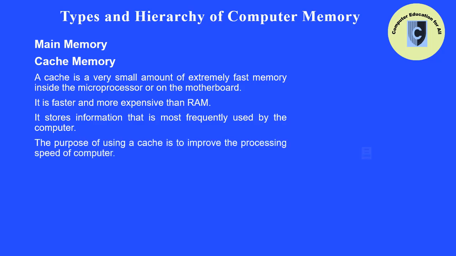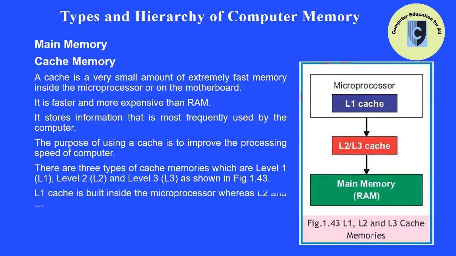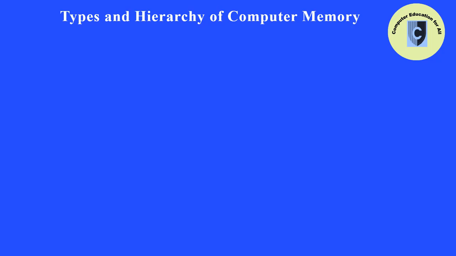There are 3 types of cache memories, which are Level 1, L1, Level 2, L2, and Level 3, L3, as shown in Fig. 1.43. L1 cache is built inside the microprocessor, whereas L2 and L3 are on the motherboard. L1 cache is faster than L2 and L3 cache.